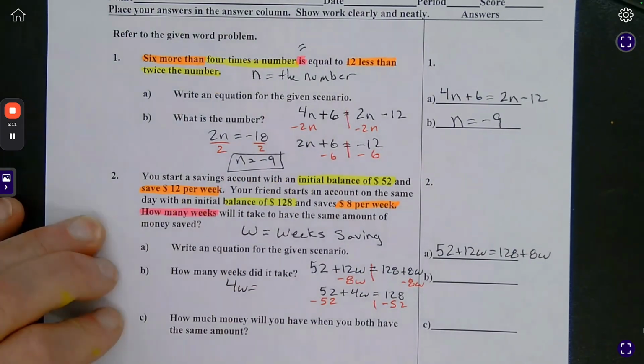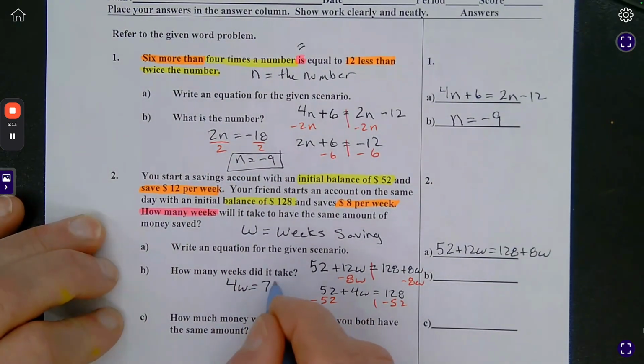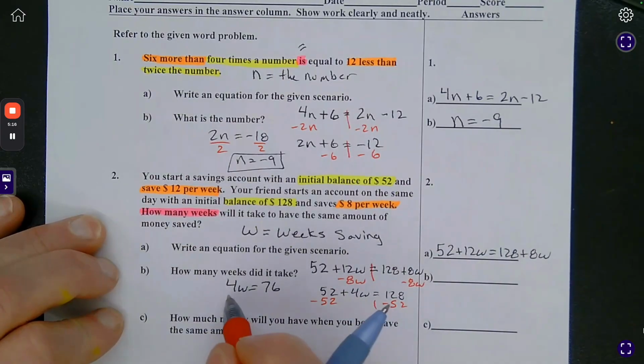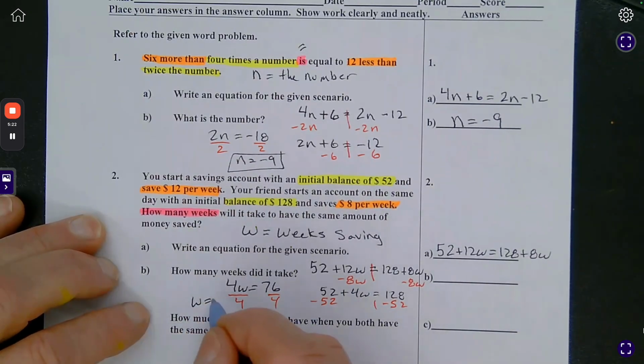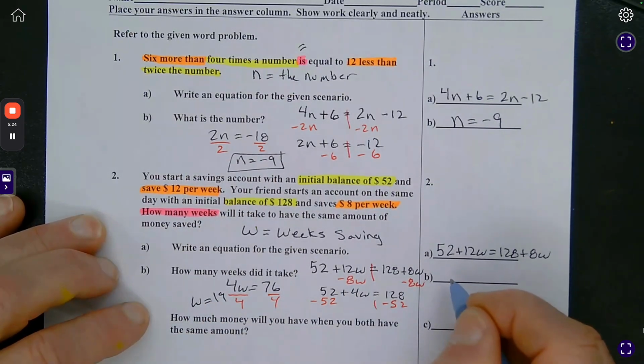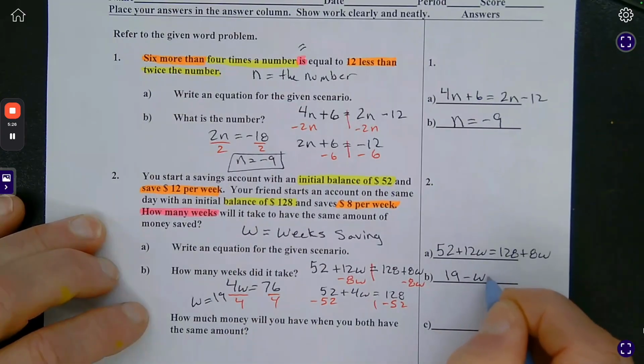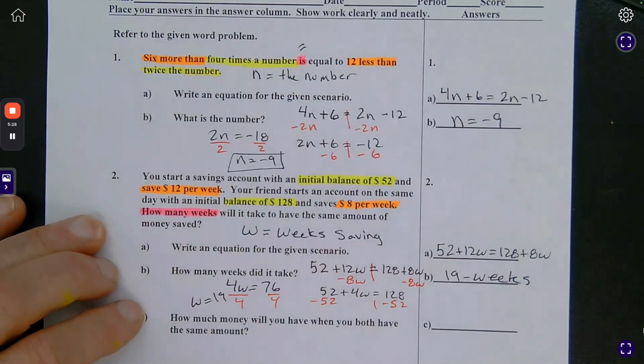It is 76. Let's go. Okay, the last move is divide by 4, and I get W equals 19. So I'm going to say 19 weeks. All right, I'm going to check that answer.